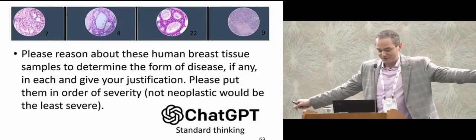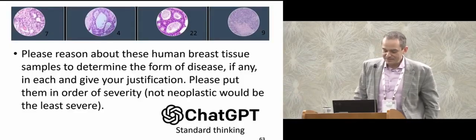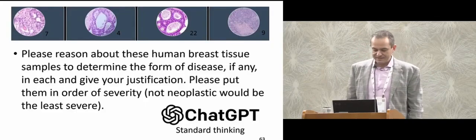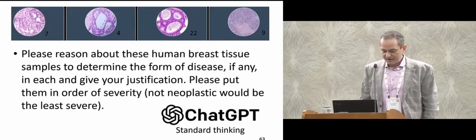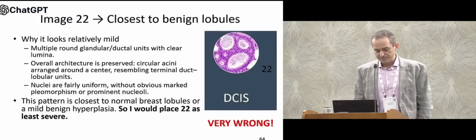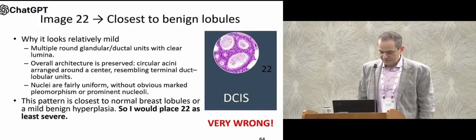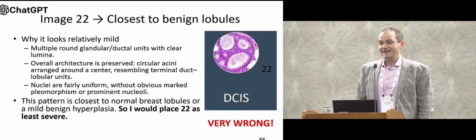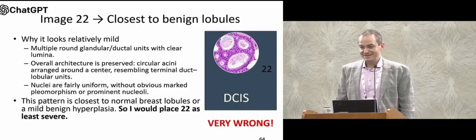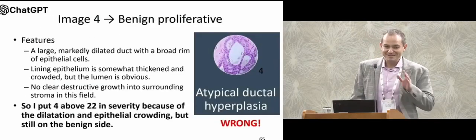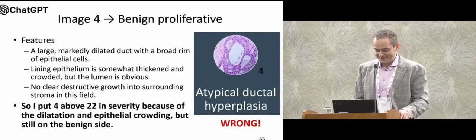So these are all from human breast tissue. Okay, please reason about these human breast tissue samples, determine the form of disease in each of them, and give your justification. I put it on standard thinking. Please put them in order of severity. Not neoplastic would be least severe. Image 2, closest to benign lobules. So this was very, very, very wrong. I actually had a pathologist check this for me, because I'm like, I think this is wrong, but I just didn't want to embarrass myself, so I actually had a pathologist look at this stuff for me.